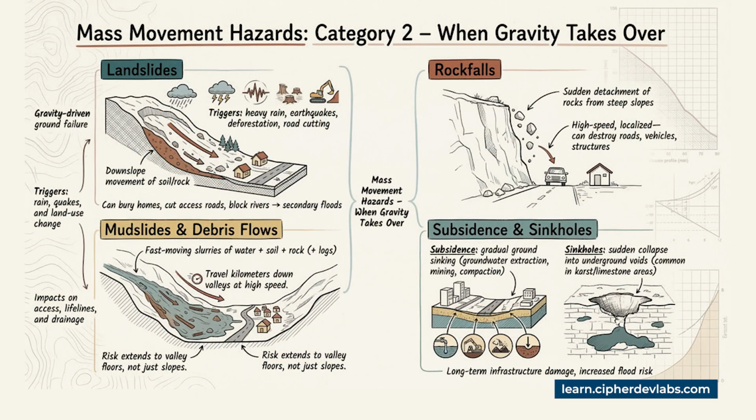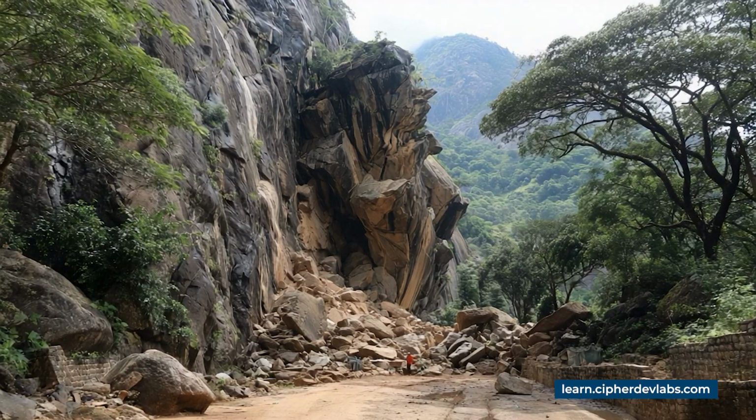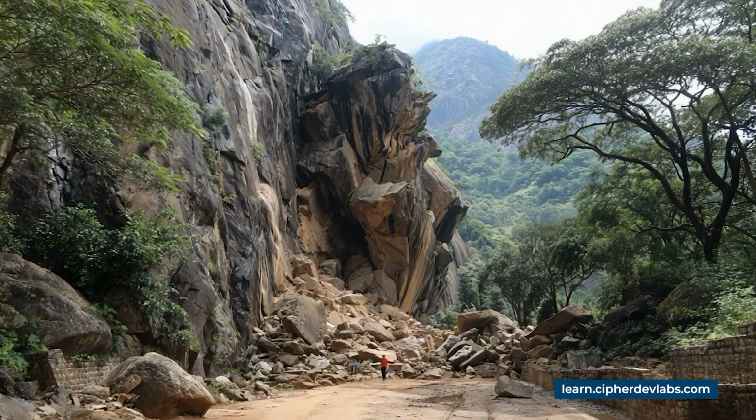Then we come to mass movement, when gravity takes over. Earth movement frequently sets the stage for our second category, mass movement hazards. Here, gravity is the driving force, pulling rock, soil, and debris downhill. The most well-known are landslides. A landslide is a downslope movement of soil or rock, often triggered by heavy rainfall, earthquakes, or human activity like deforestation and road cutting. For communities in hilly or mountainous regions, landslides can bury homes, cut off villages, and block rivers, creating secondary flood risks.